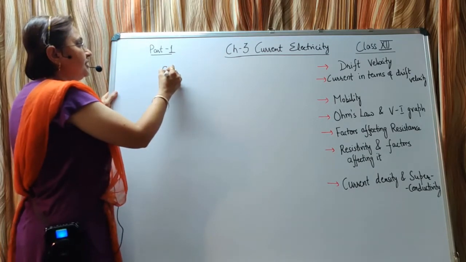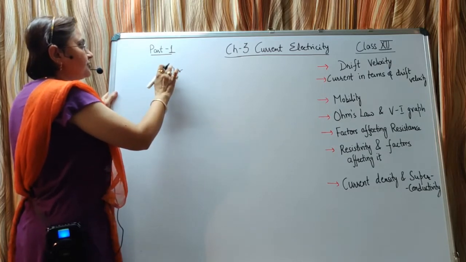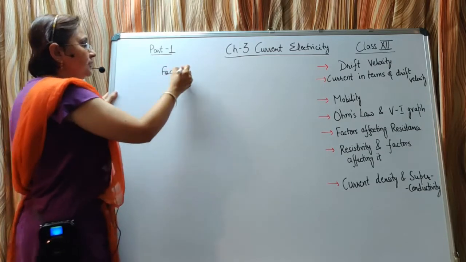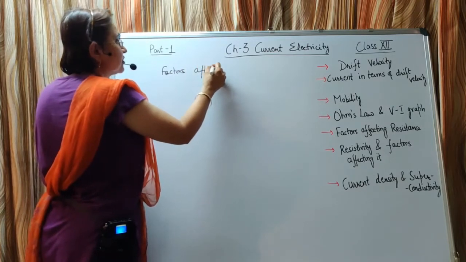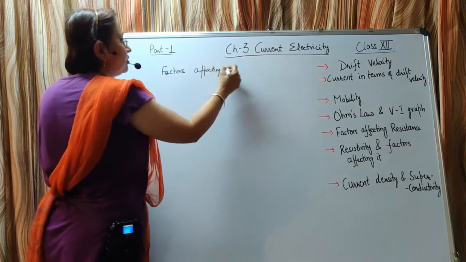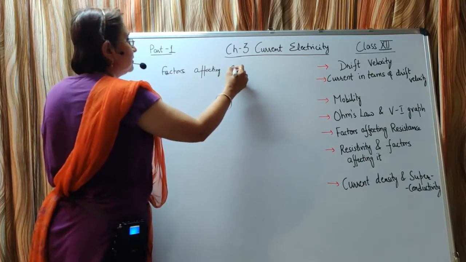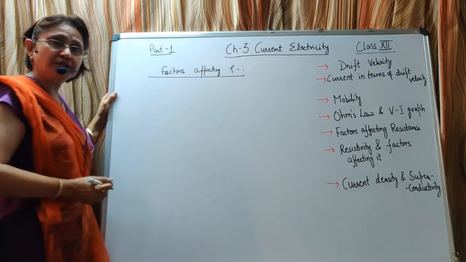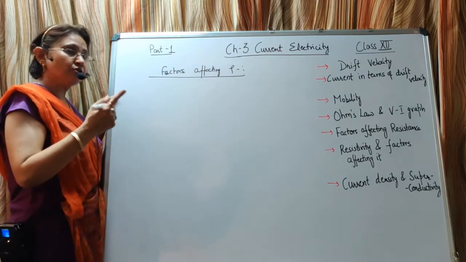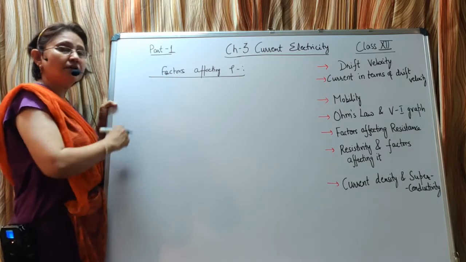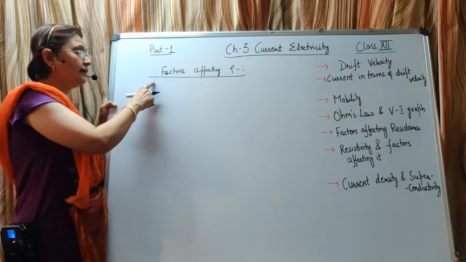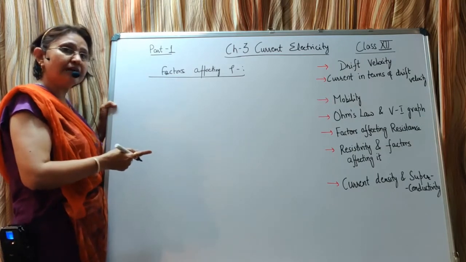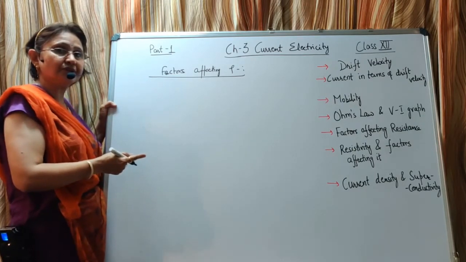Okay, now let's study the factors affecting the resistivity. We have seen that resistance depends upon length and cross-sectional area, and also if the material is different, then it depends upon the nature of the material, and also it depends upon the temperature. Now we'll derive the formula for the resistivity, and then from that formula we'll see what the factors are on which the resistivity depends.